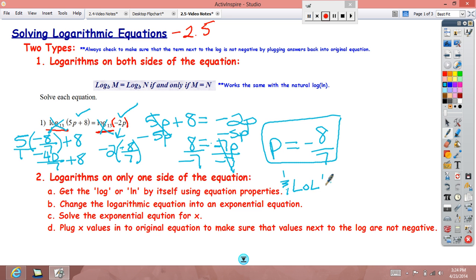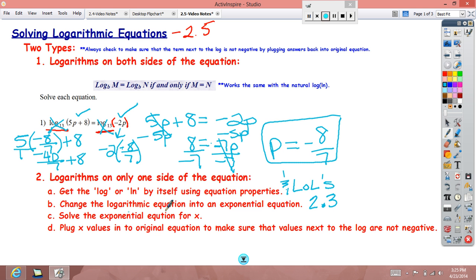So we might need to use the LOLs to expand or condense. Usually it's going to be condense. Then, in order to solve logarithmic equations, and again, we're not going to have them on both sides, so we can't do like we just did, we're going to have to change the logarithmic into an exponential equation, okay? And this is like what we practiced in 2.3.